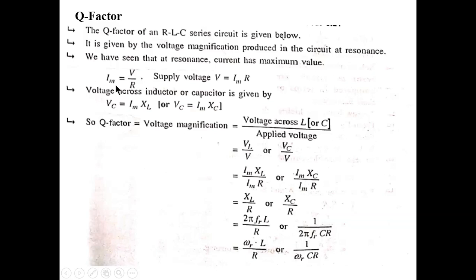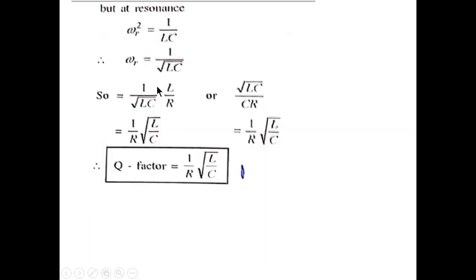As we know, during resonance current becomes maximum, so it is taken as Im is equal to V by R, so V is equal to Im into R. Voltage across inductor or capacitor is given by VC is equal to Im into XC, or VL is equal to Im into XL. So voltage magnification is defined as the ratio of voltage across L or C to the applied voltage. By substituting VL by V or VC by V, with further simplification, we will get Q factor is equal to 1 upon R under root L by C.